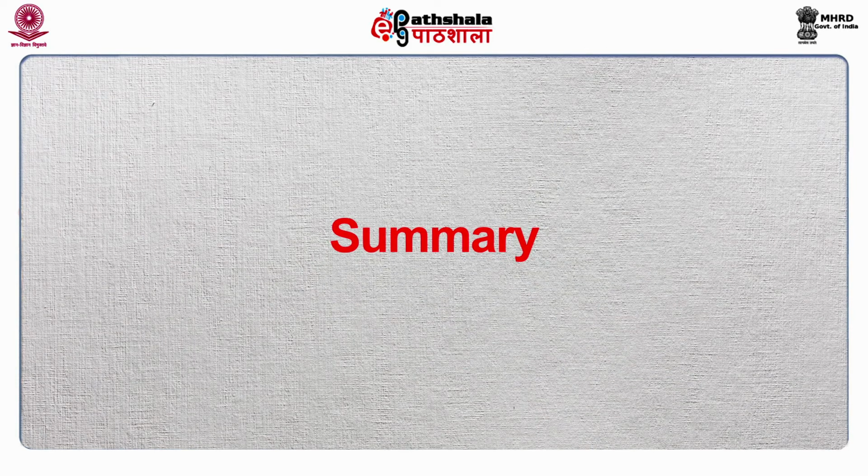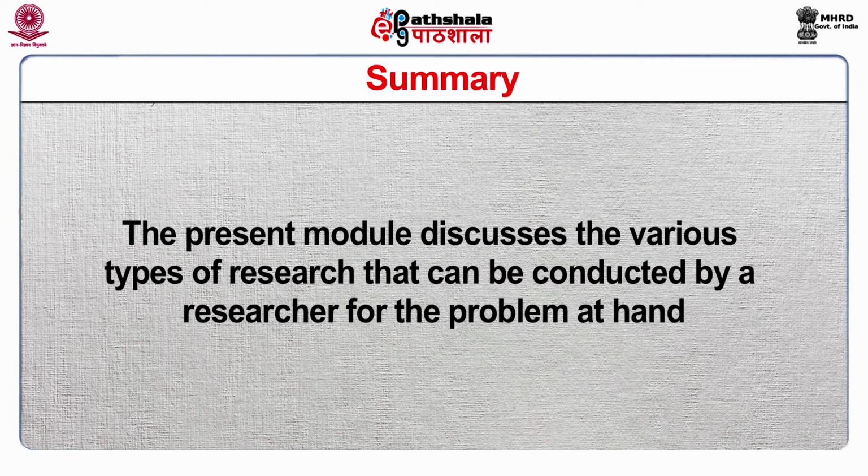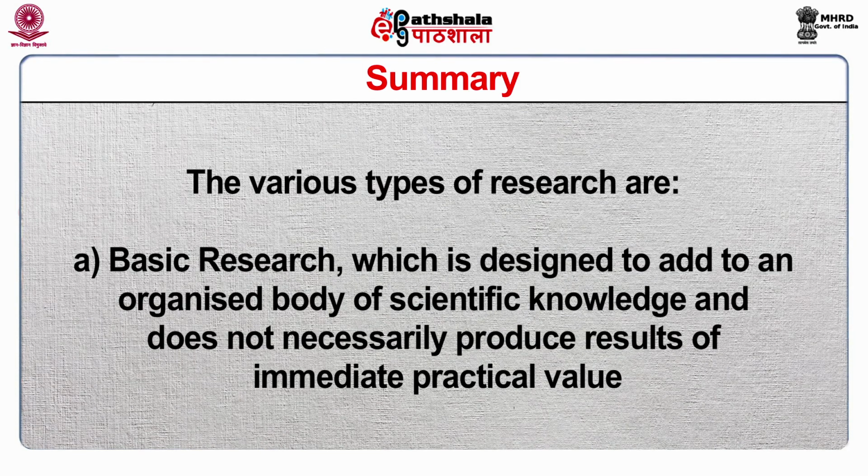So friends, now it's time to summarize the module. The present module discusses the various types of research that can be conducted by a researcher for the problem at hand. The module has presented almost 10 different types of research. These types of research are: firstly, the basic research, which is designed to add to an organized body of scientific knowledge and does not necessarily produce the results of immediate practical value.